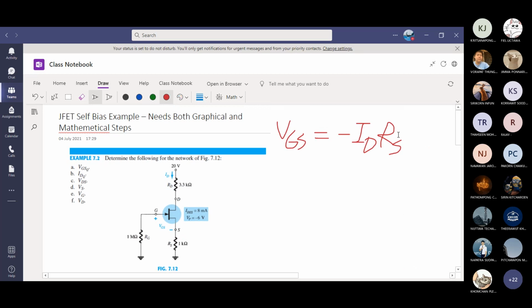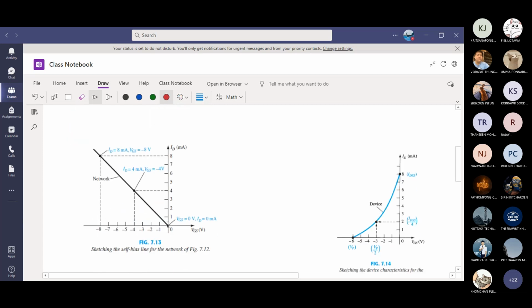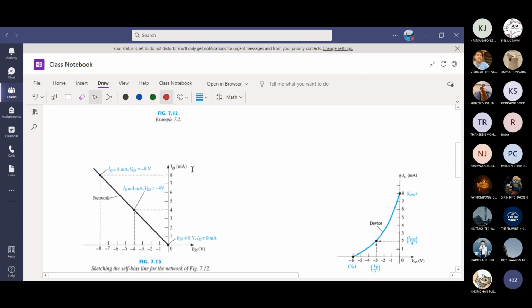When RS is 1 kilo ohm and ID is 1 milliamp, VGS is negative 1 volt. ID is 2 milliamp, VGS is negative 2. So this is the graph. For 1 milliamp, negative 1. 2 milliamp, negative 2. So you actually draw a straight line all the way up to there.